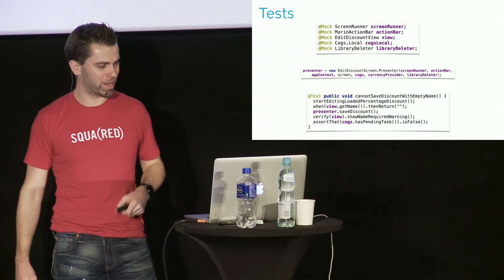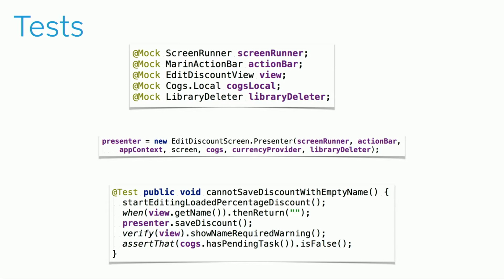So the presenter is created by Dagger. And then when I want to write a test, in my unit test, I can mock all the dependencies. I can create a presenter without even using Dagger. I just use the normal constructor and pass everything I need. And then I can write a test here.